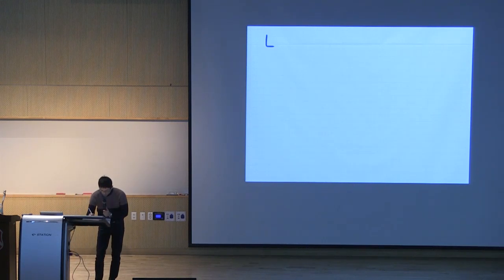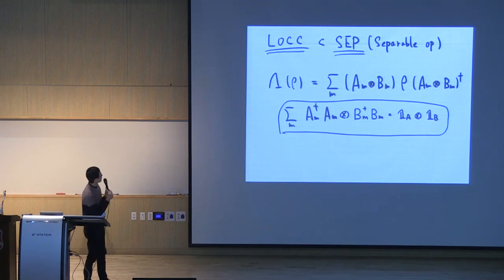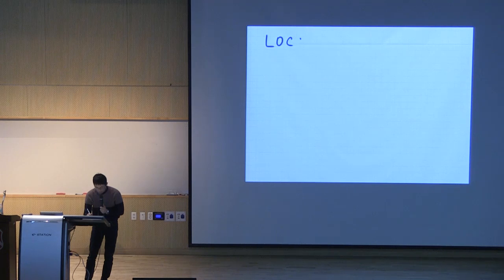From this definition of separable operation, it's clear that this operation implements locality. Namely, you have a tensor product form of the operators A_m times B_m. This respects the locality of the operation. But the question is, how do you implement CC?